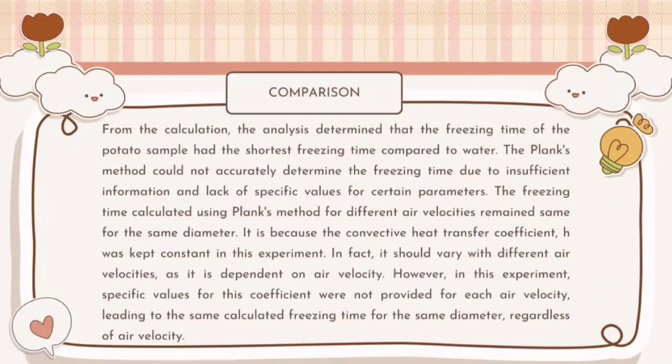From the calculations, the analysis determined that the potato sample had the shortest freezing time compared to water. Planck's method could not accurately determine the freezing time due to insufficient information and lack of specific values for certain parameters. The freezing time calculated using Planck's method for different air velocities remains the same for the same diameter. It is because the convective heat transfer coefficient was kept constant in this experiment.